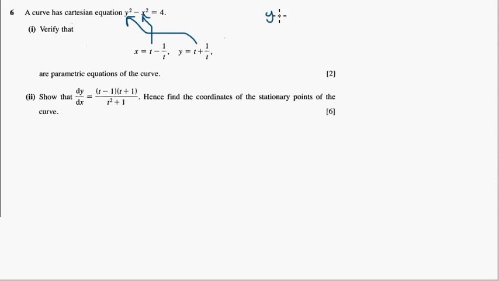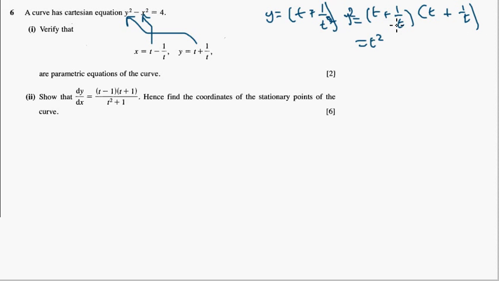So if y is t plus 1 over t, then y squared is going to be that squared, which means you can write it out as t plus 1 over t times t plus 1 over t. I'll do it the slow way just to make sure we don't make any errors. So you do your first, outside, inside, last, or whatever. You should get t squared plus 1 over t times t is 1, so we're going to get plus 1 plus another 1, which is 2, plus 1 over t squared.